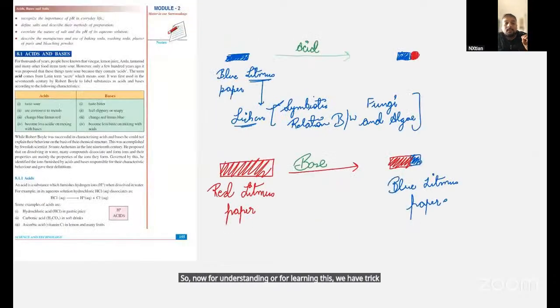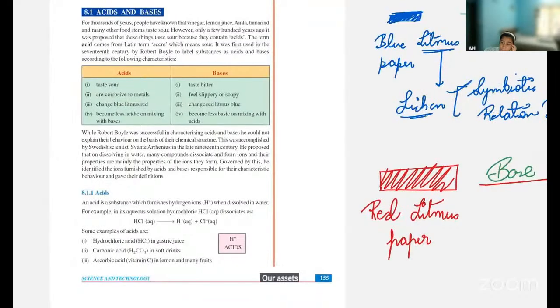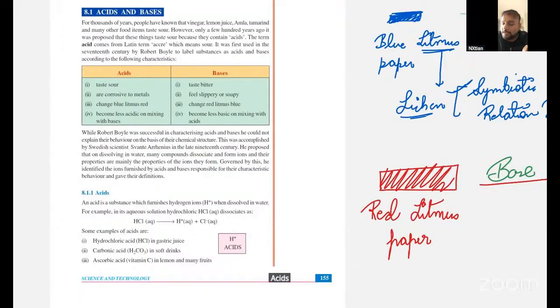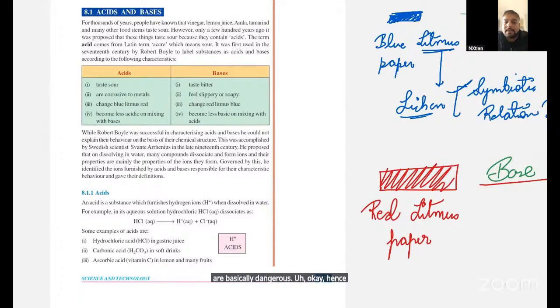The trick is: acids are danger, hence they convert litmus into red. Simple as that. Did you understand, guys? How are acids more dangerous? Acids are generally dangerous. Bases are also dangerous, there is nothing about it. They are equally dangerous, but if you put in your mind that acids are basically dangerous, hence they are red in color.